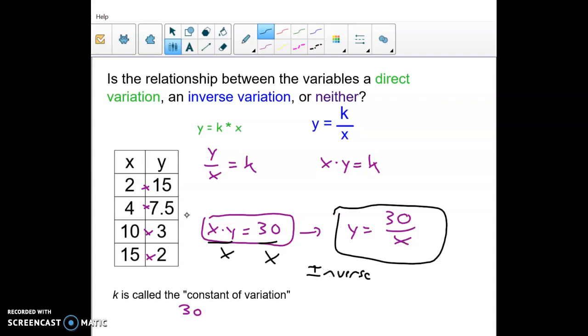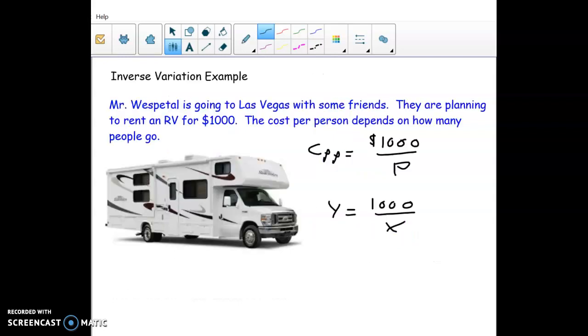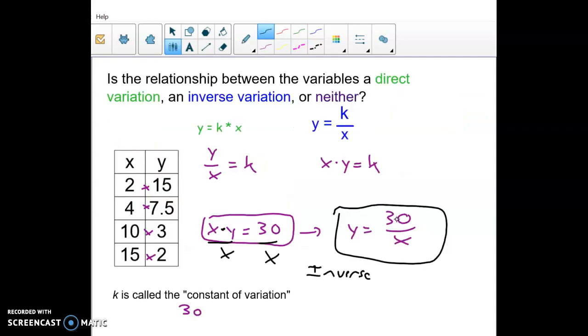And I think what really confuses students every year on this lesson is the idea of these two versions, like x times y equaling 30, but it also being true that 30 divided by x is y. And getting mixed up then, what is inverse, what is direct. The best way I always remember is I think of this RV example. That's what I think of when I think of inverse, a fixed amount divided by the number of people. So here we have a fixed amount of 30 divided by x.